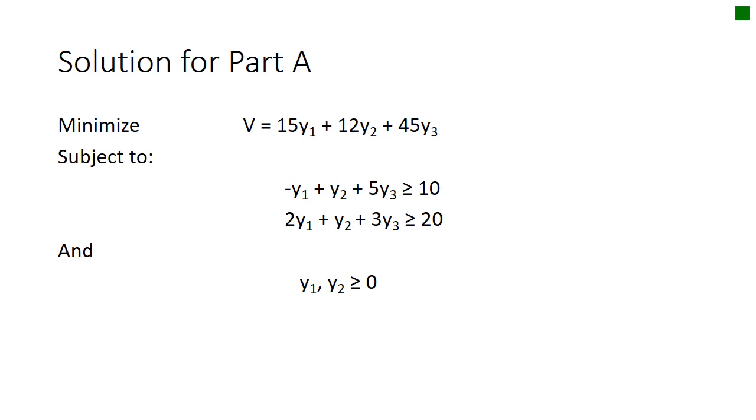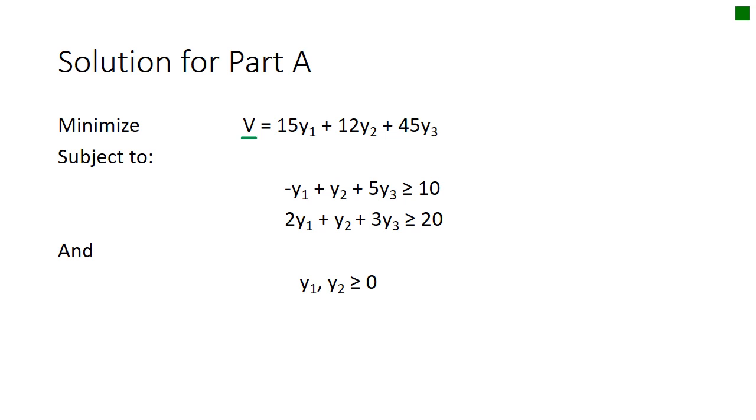So we can see here, this was the solution I had previously typed up, but we can actually see it written out here. The objective function for this dual problem is that we minimize 15y1 plus 12y2 plus 45y3. And just to show that it's a dual problem, instead of saying z, we say v. It's a notice to the reader that we're doing a dual problem.